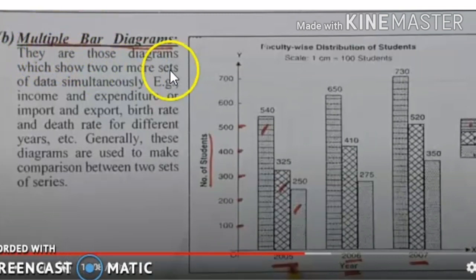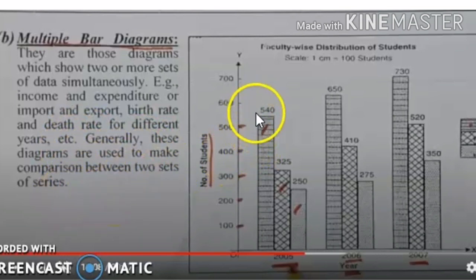They are those diagrams which show two or more sets of data simultaneously, such as income and expenditure, import and export, birth rate and death rate, where two or three sets of data are given. You have to mark the bar diagram by adjoining the bars to each other. Generally these diagrams are used to make a comparison between two sets or series.